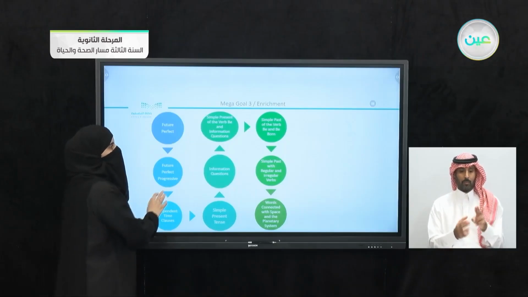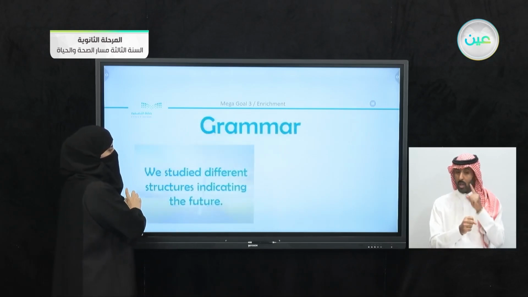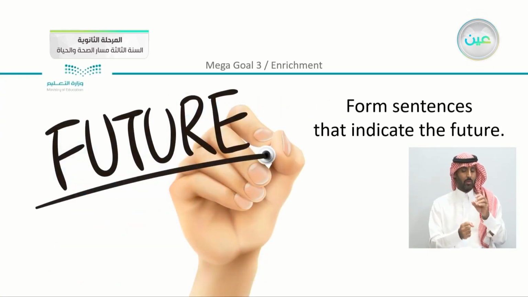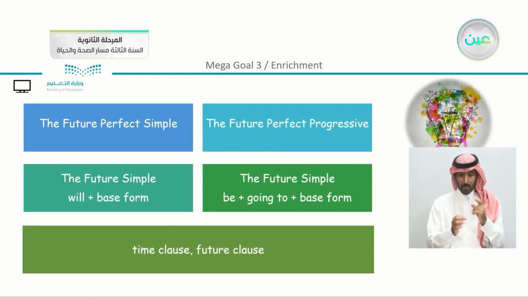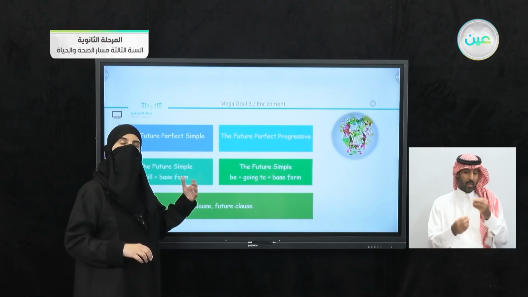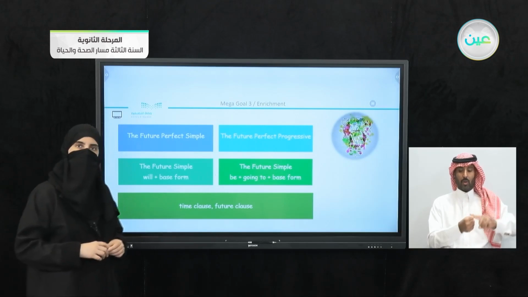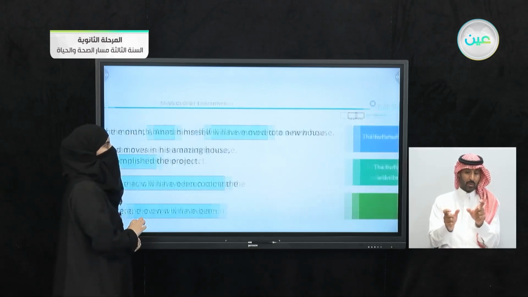So let's just go back and see what we took here. We studied different structures indicating the future. Now, what did we have here? Now, form sentences that indicate the future. We have different forms here. Now we have the future perfect simple, the future perfect progressive. We had just using the simple will with the base form, which is the future simple. And we have the other future simple, which is using verb to be with going to and the base form as well. Also, we have studied time clauses with the future clause.